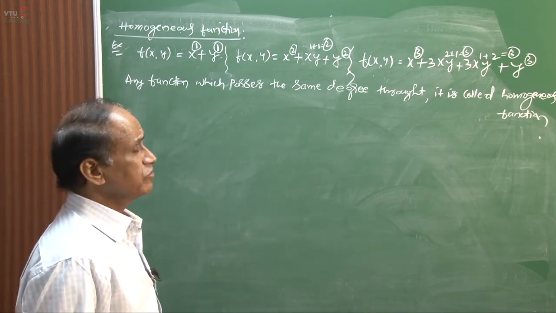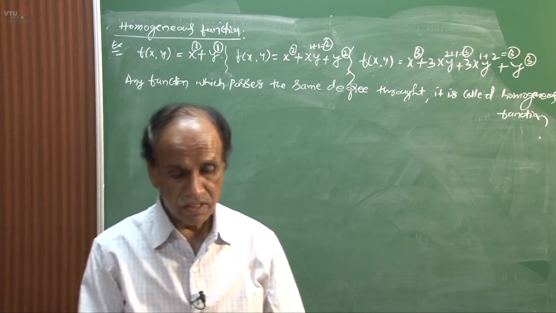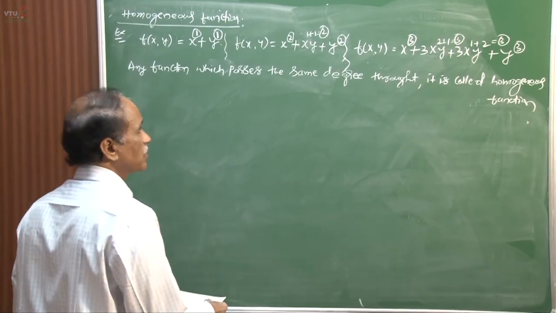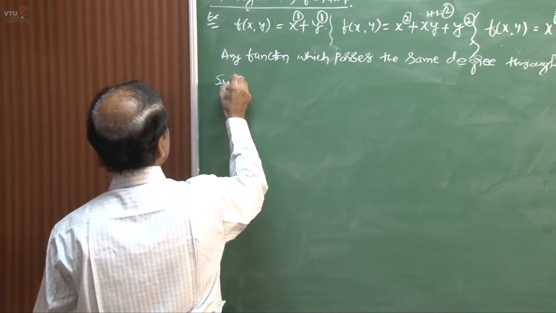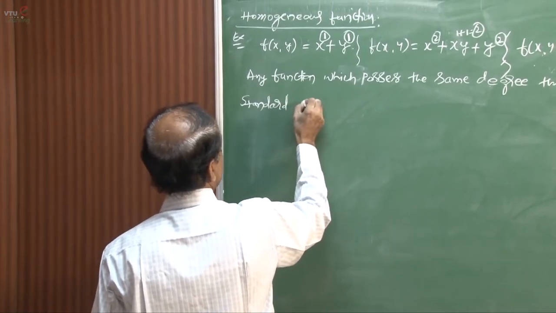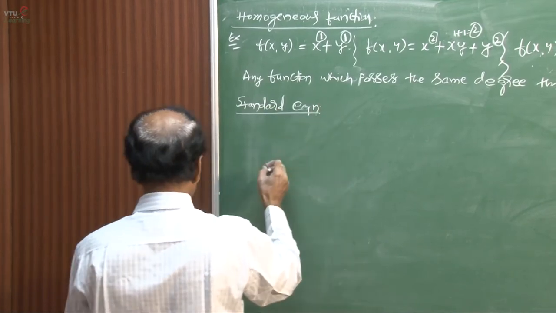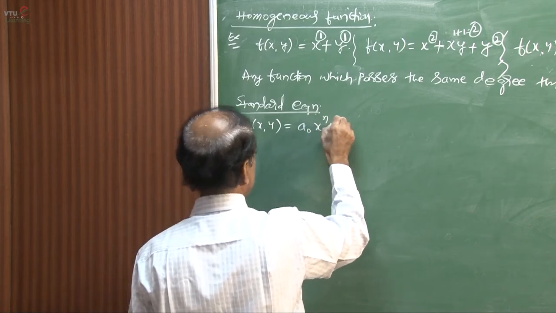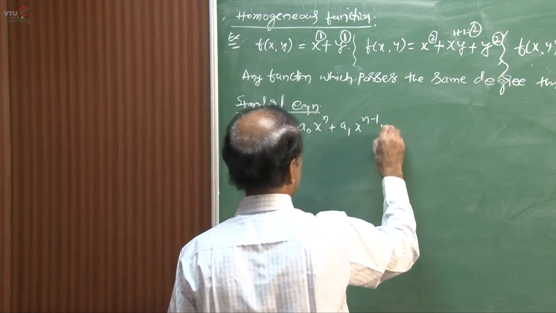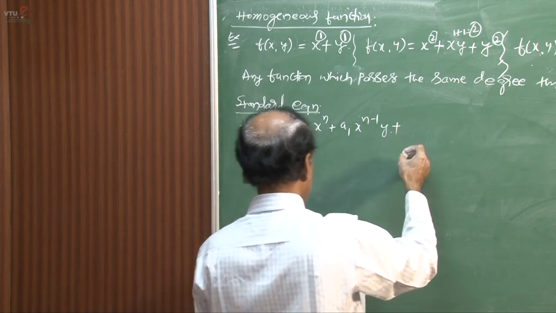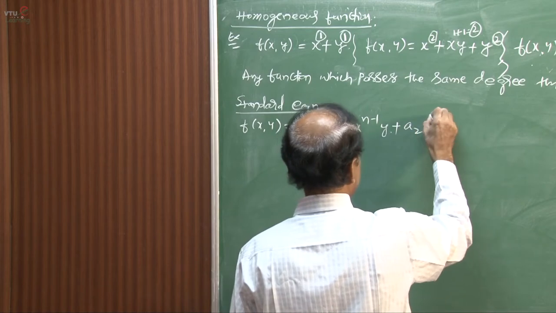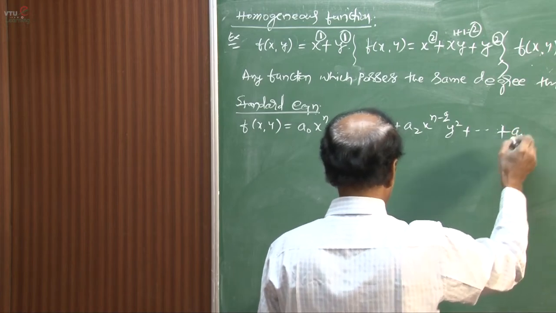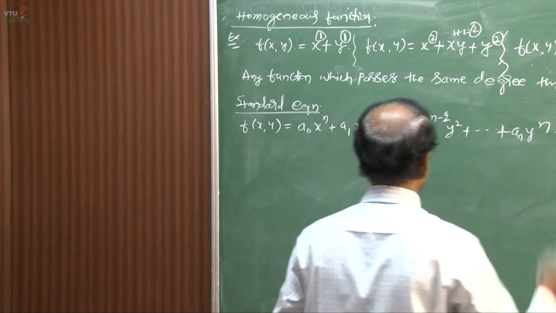Now, what is the standard form of this homogeneous function? We take it in the form of Euler's theorem. That standard form I will write, that equation I will make use of for Euler's theorem. Standard equation is nothing but f of x comma y is equal to a0 into x to the power n plus a1 into x to the power n minus 1 and y, plus a2 into x to the power n minus 2 and y square, plus so on, plus an, that is y to the power n.